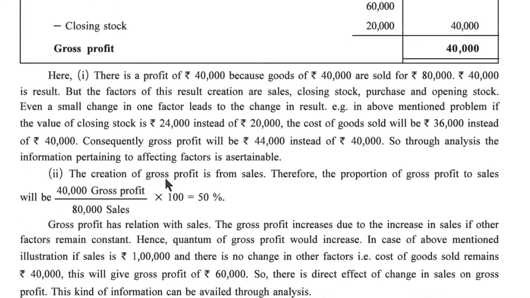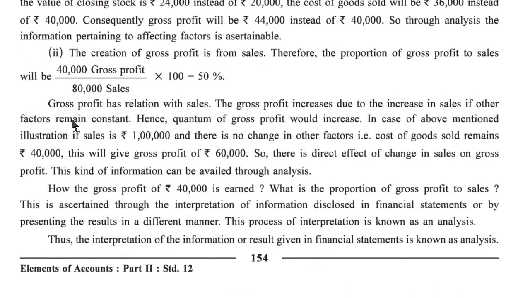Second, the creation of gross profit is from sales. Therefore, the proportion of gross profit to sales will be 40,000 gross profit upon 80,000 sales into 100, which is equal to 50%. It means gross profit has a relation with sales. Gross profit increases due to an increase in sales if other factors remain constant. Hence, the quantum of gross profit would increase. In case of the above mentioned illustration, if sales are rupees 1 lakh and there is no change in other factors, the cost of goods sold remains rupees 40,000. This will give a gross profit of rupees 60,000. So there is a direct effect of a change in sales on gross profit.